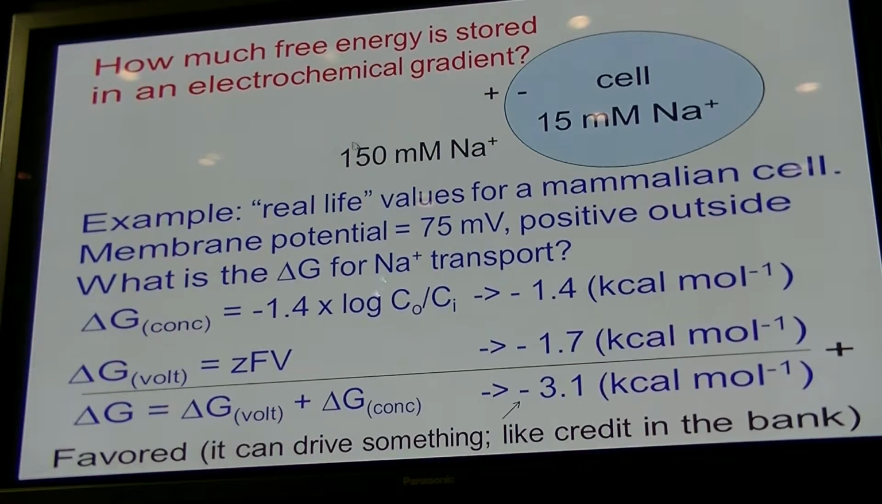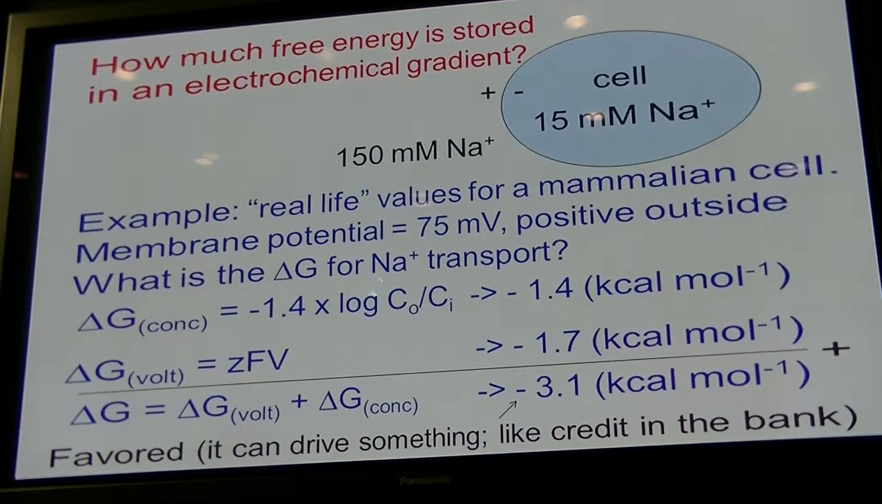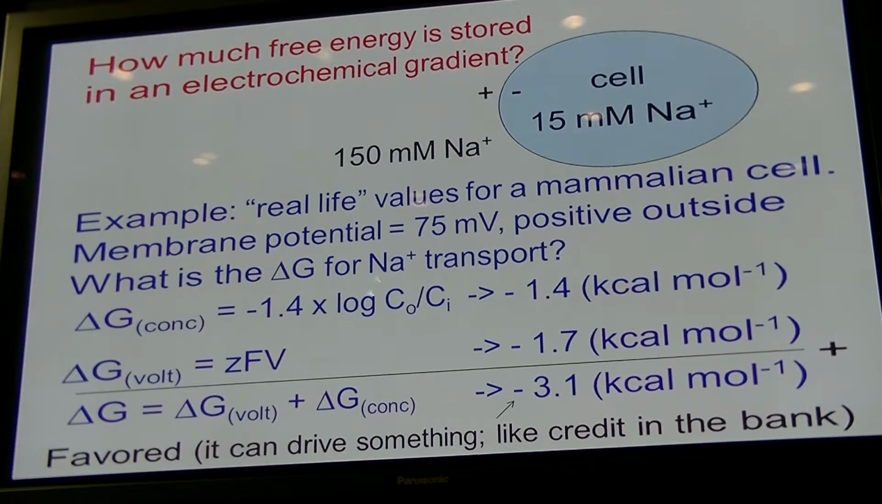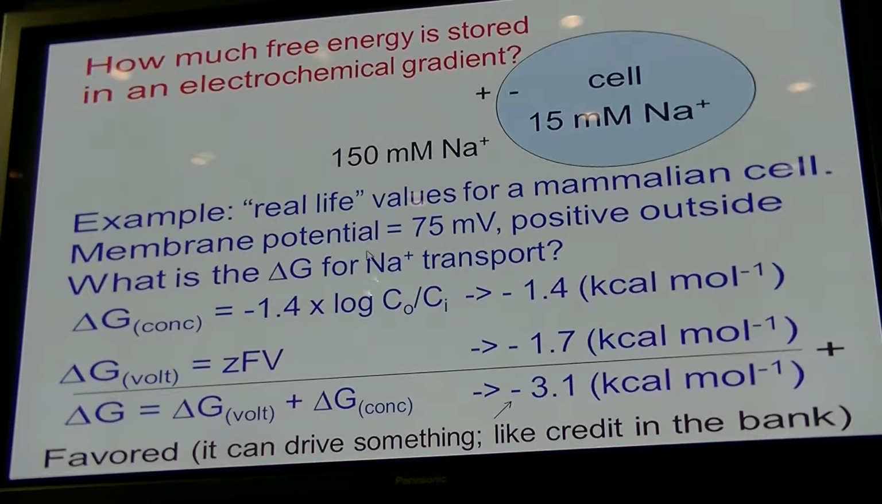By the way, the 150 millimolar of sodium, if you've ever been in the hospital and needed an IV, that's what's in the IV. 150 millimolar of sodium chloride. Why is that in it? Because that's isotonic with what's in your blood, in the fluids that surround your cells. Okay, so these are close to real life values.